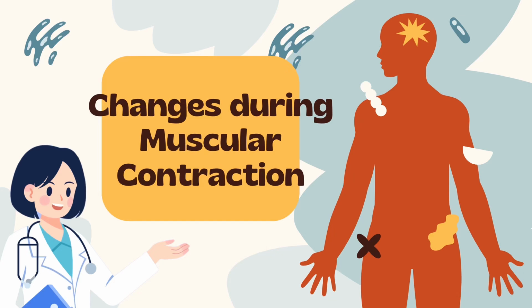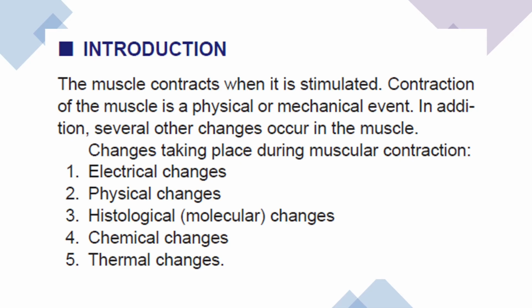We will discuss today about changes during muscle contraction. To begin, let's discuss the foundation of muscle contraction. So, muscles contract when they are stimulated, and this contraction is essentially a physical or mechanical event. However, it is important to note that muscle contraction involves much more than just mechanical movement. Several interconnected changes occur within the muscle during this process, and these changes include number one, electrical changes, number two, physical changes, number three, histological, or we can say molecular changes, number four, chemical changes, and finally, thermal changes.